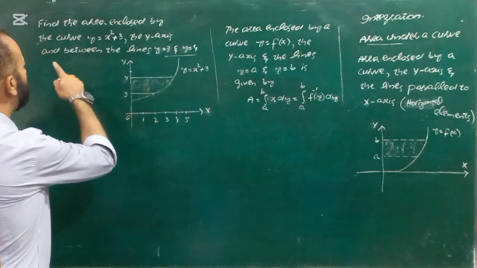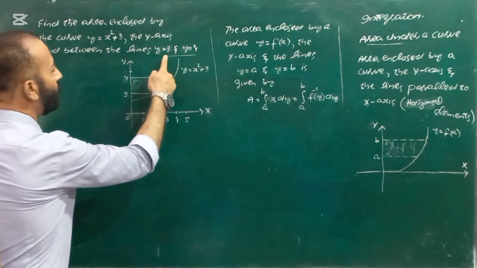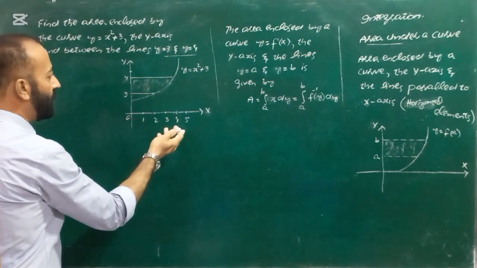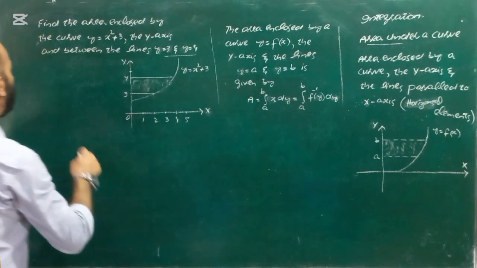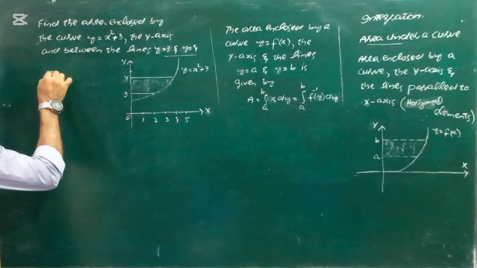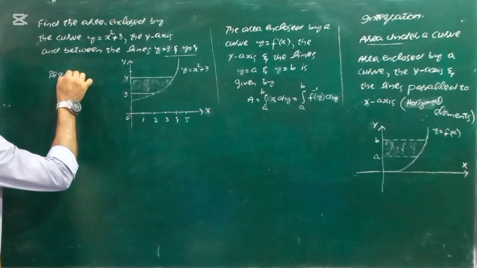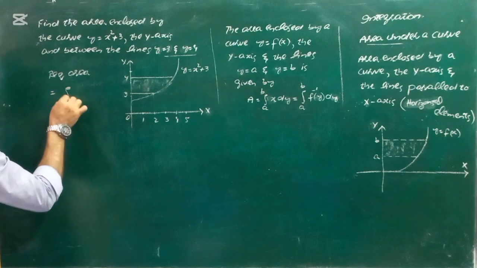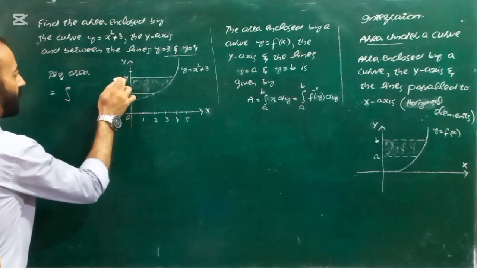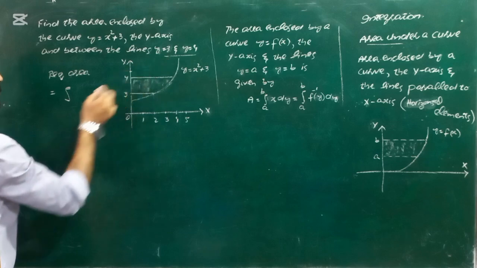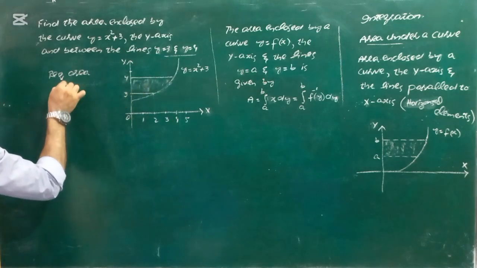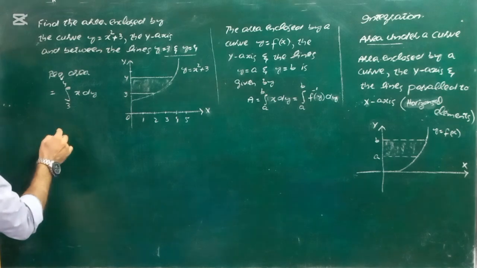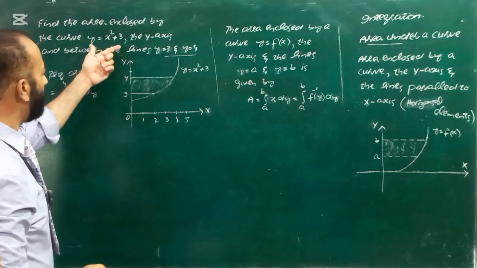The y-axis and between the lines y is equal to 3 and y is equal to 4. So this is the question which is given. So the required area will be found by the sign of integration. The limit is from 3 to 4, that is given in the question, and into x dy. So first we will transform the equation.